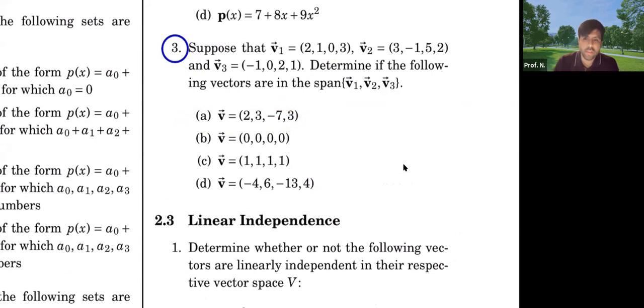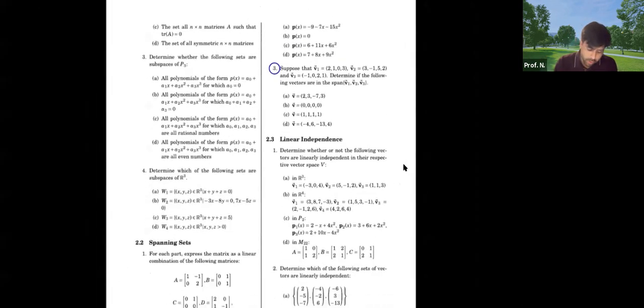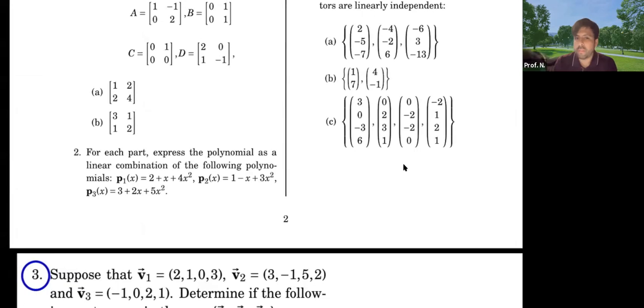What does it mean to be in the span? It means you can be written. It means that the vector you're given can be written as a linear combination of the set of vectors you're dealing with. So, for example, if we're talking about polynomials, right?